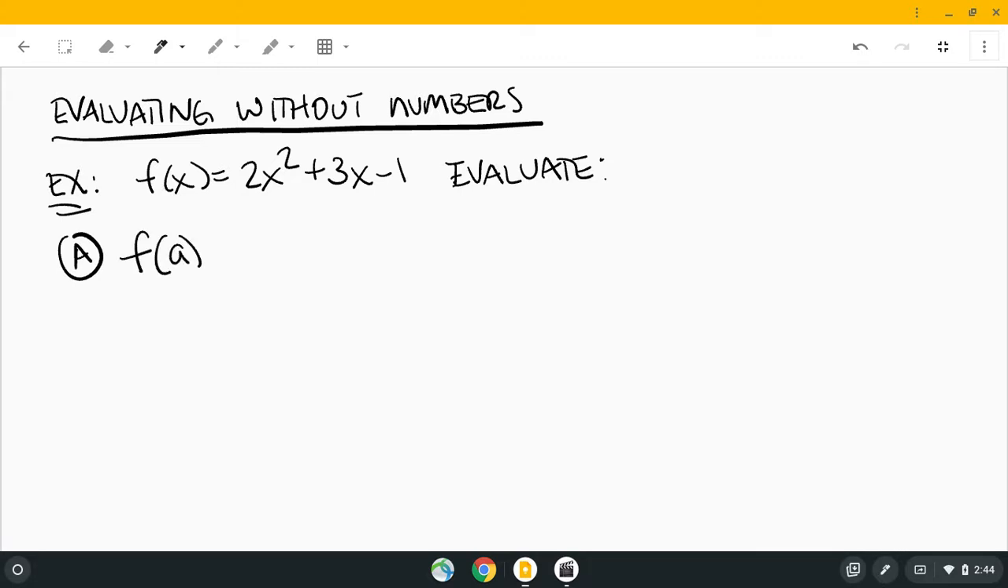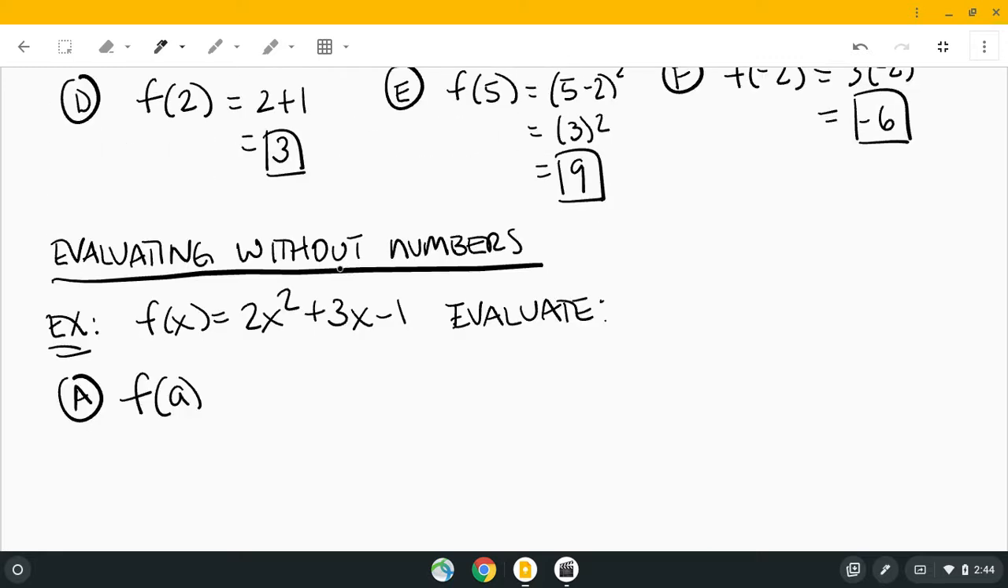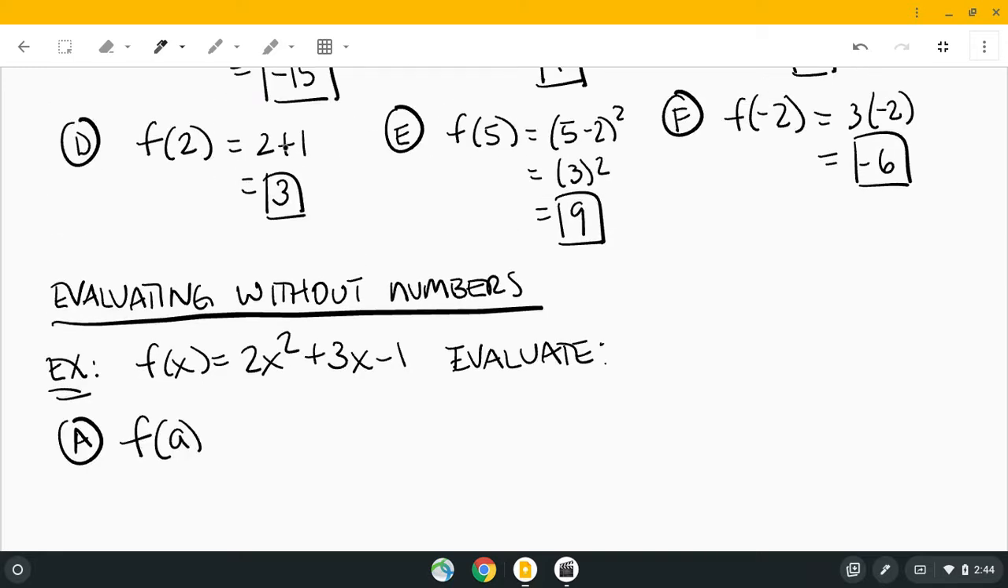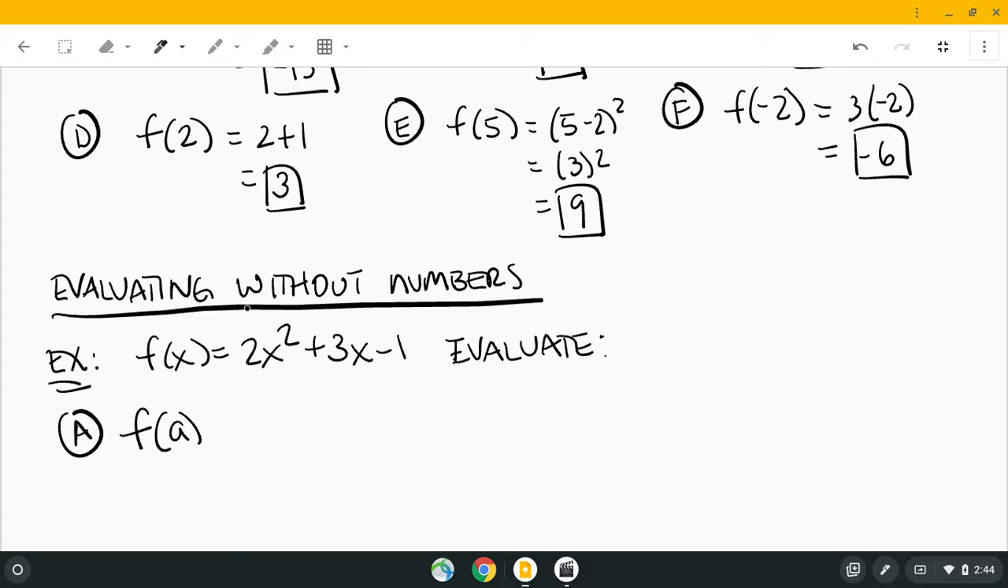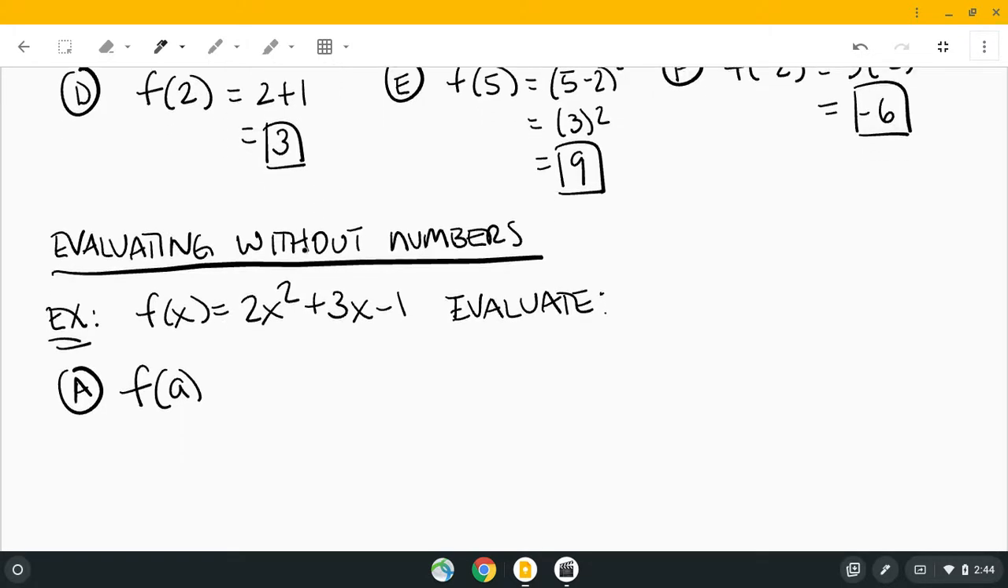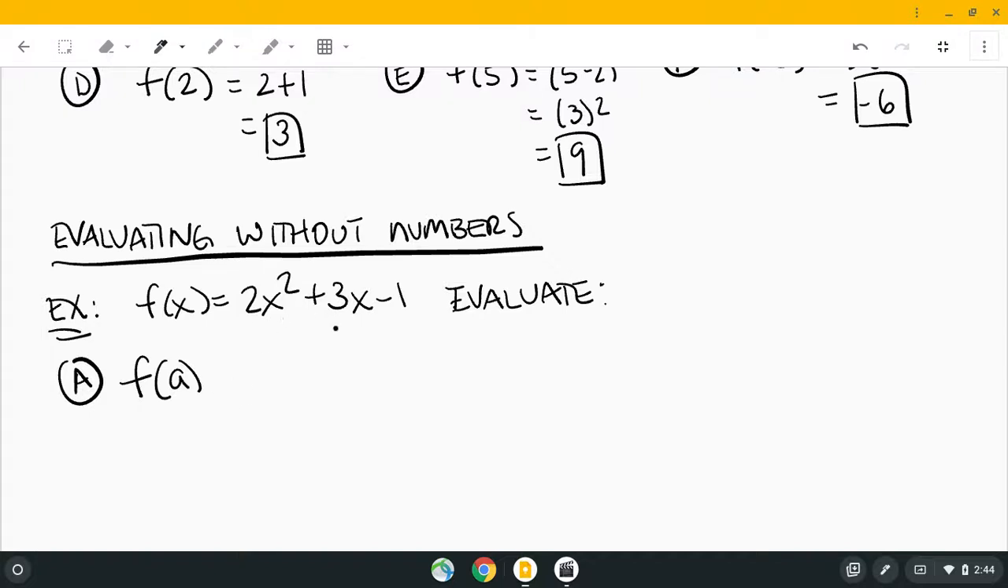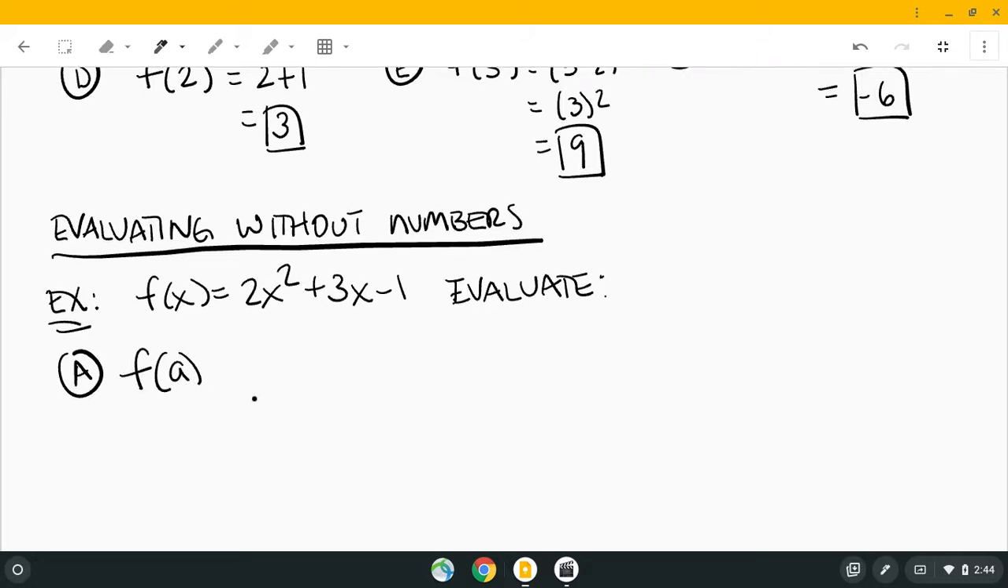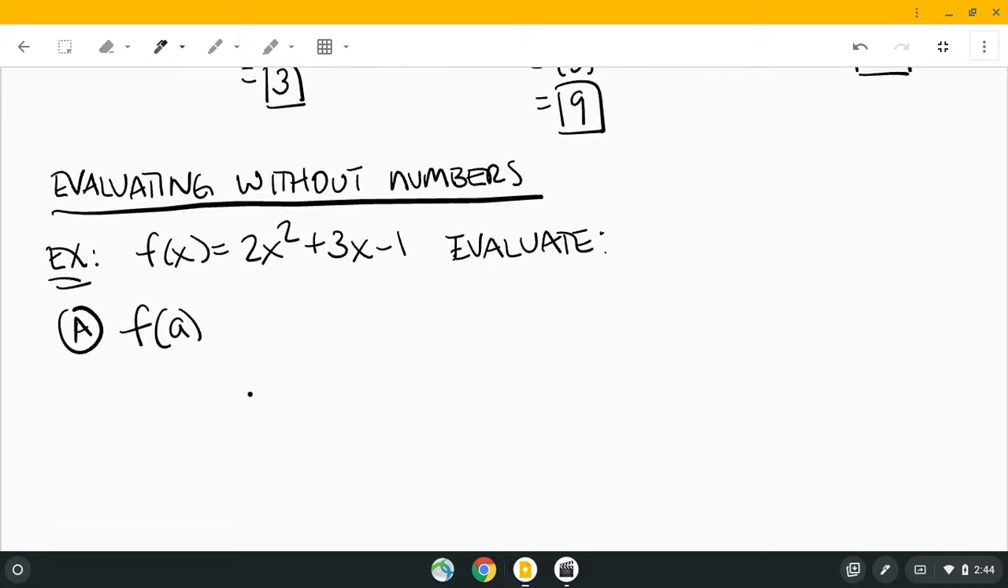Suppose that I want to evaluate f of a. You still do exactly the same thing that we were doing up here, where you replace all of the x values with whatever you have here. It's just that in these, you were replacing the x values with a number and then doing the calculations. Here you will be replacing the x values with a letter instead of a number. Nonetheless, you still have to replace all of the x's with a. So this is what we have.